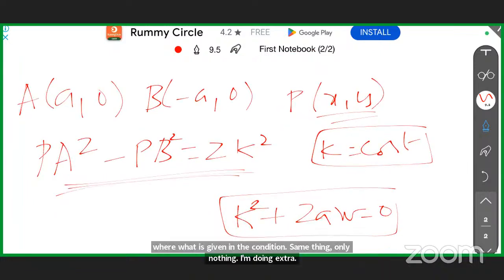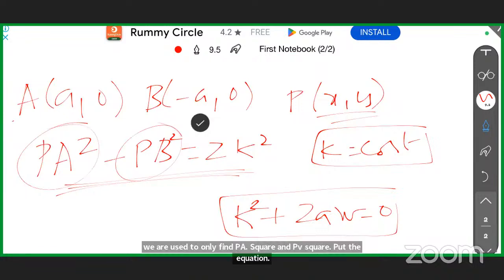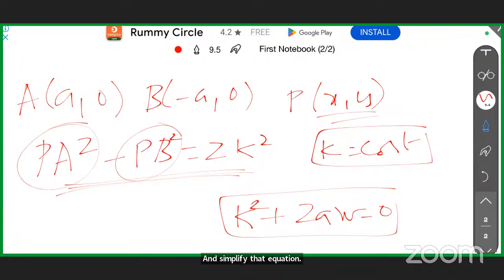I am taking this condition, PA square minus PB square is equal to 2K square. Your job is only to find PA square and PB square, put them in the equation and simplify. It will hardly take 1 or 2 minutes. You have to find PA square, PB square, put the values in the equation, simplify it, and you get this answer as the equation.